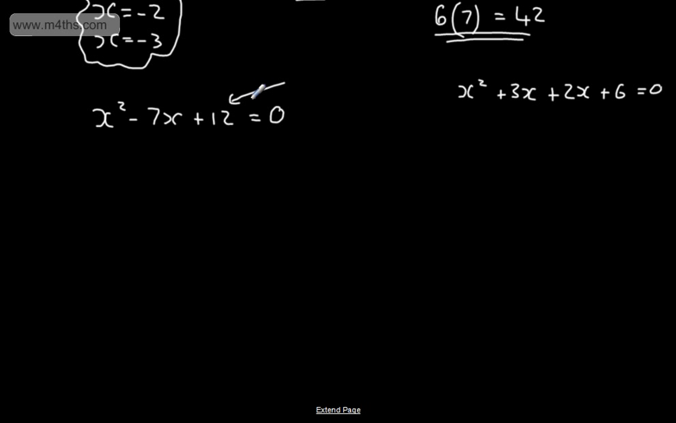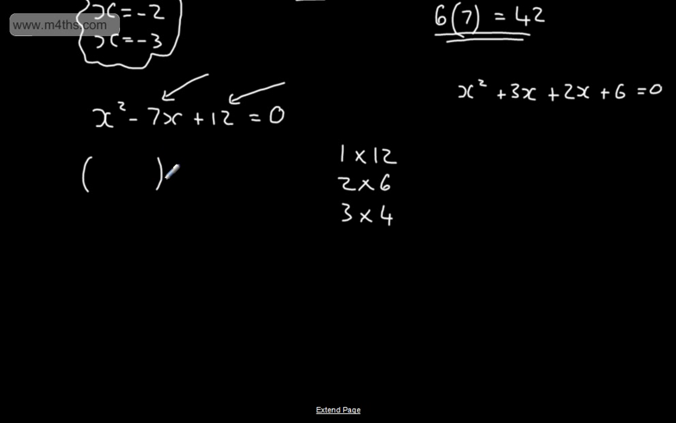Two numbers that multiply to give 12 and add to give negative 7. So let's have a look at what that could be. 1 times by 12, 2 times by 6, 3 times by 4, and then we're back on ourselves. We can see now that the 3 and the 4 are going to work. We've got a negative here, and it's -7.